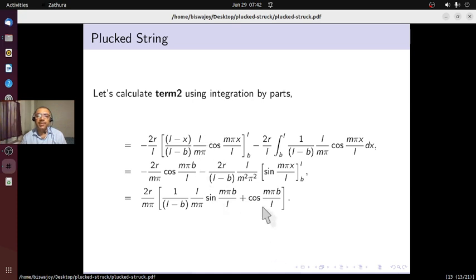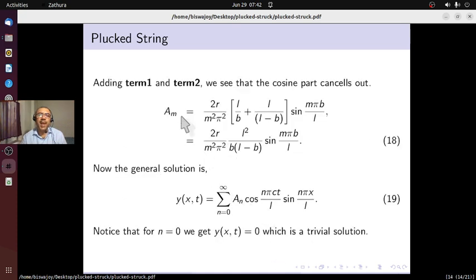Term 1 and term 2. Then we add term 1 and term 2, and then we get am equal to 2r L square by m square pi square b (L minus b) sin(m pi b by L).